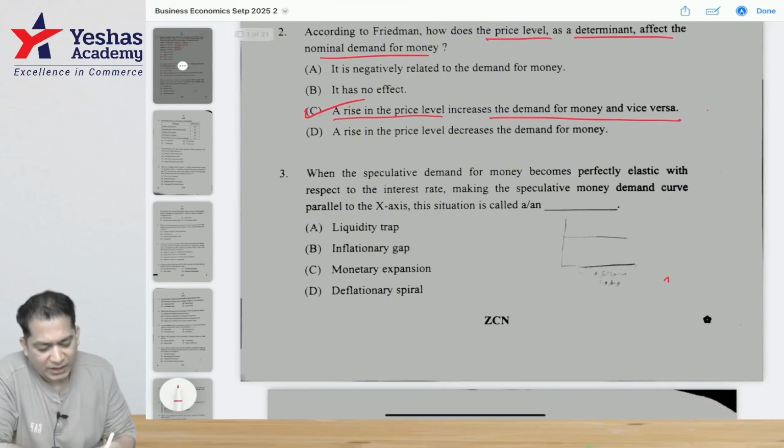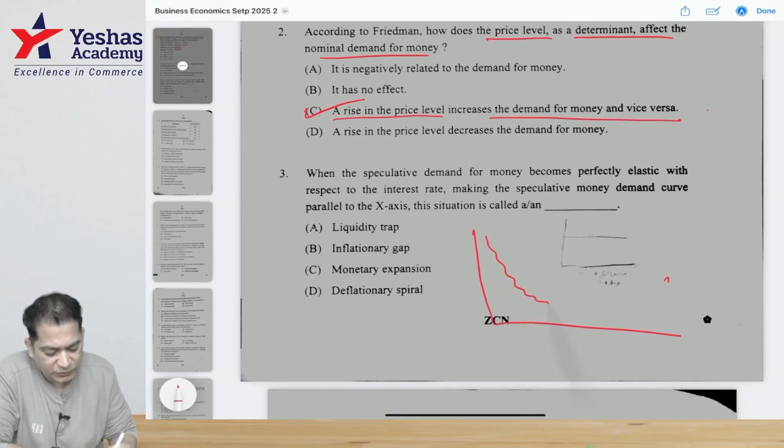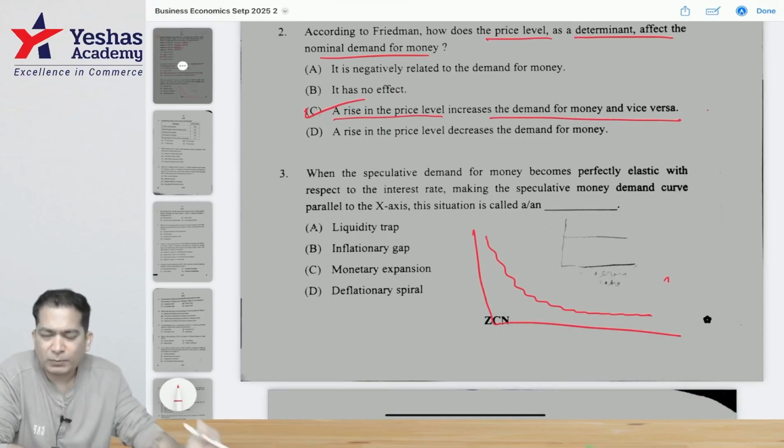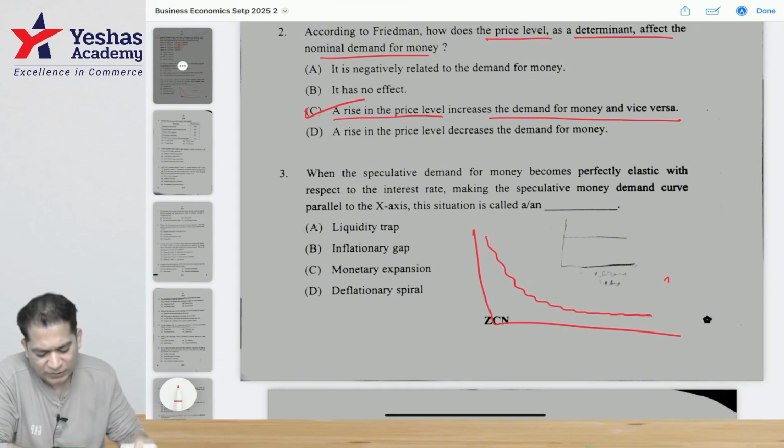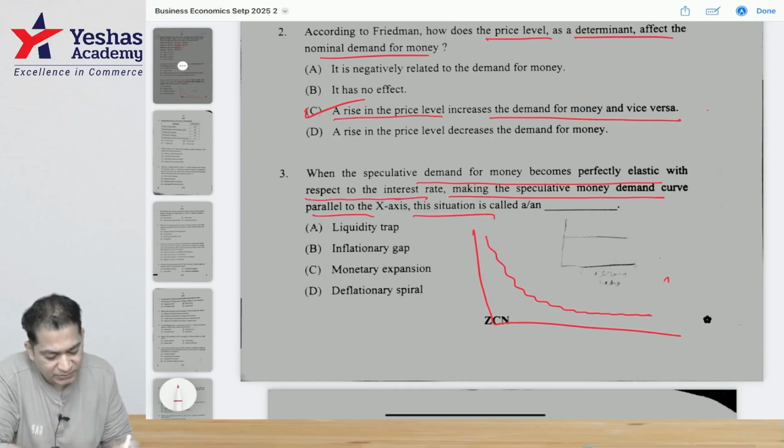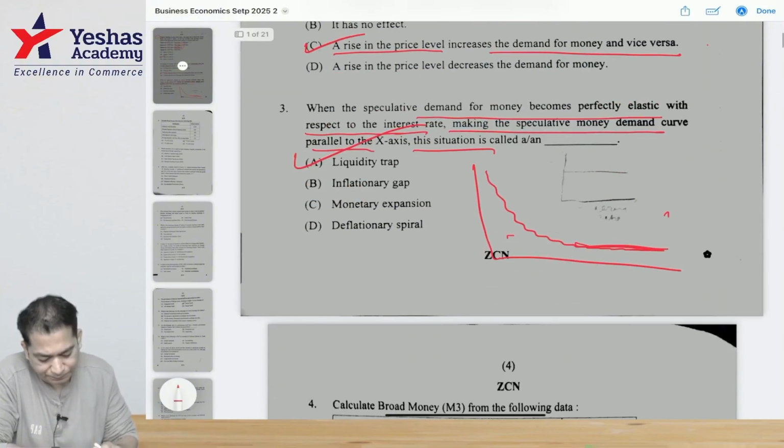Liquidity trap, we know that in case of liquidity trap, what happens when the rate of interest falls down significantly to the lower level and the bond price must be very high. So people don't want to spend too much money on bonds. So they hold most of their cash close to their chest. So it will create a liquidity trap. So speculative demand for money becomes perfectly elastic with respect to interest rate, making the speculative demand for money parallel to the x-axis. You see, it becomes parallel to the x-axis. That is a liquidity trap.